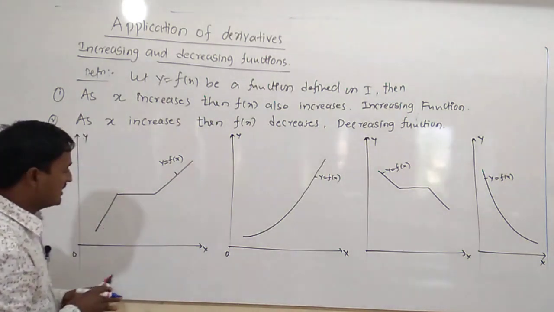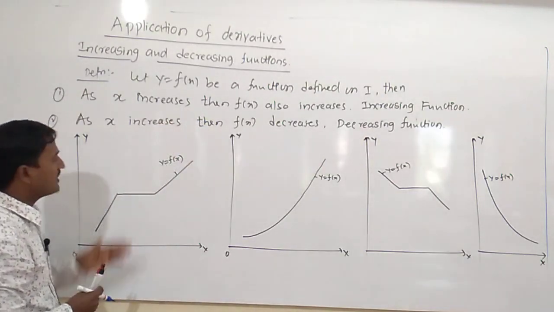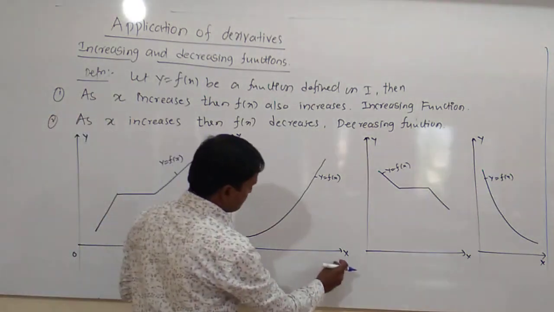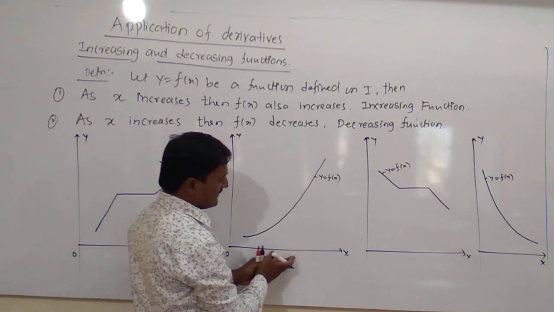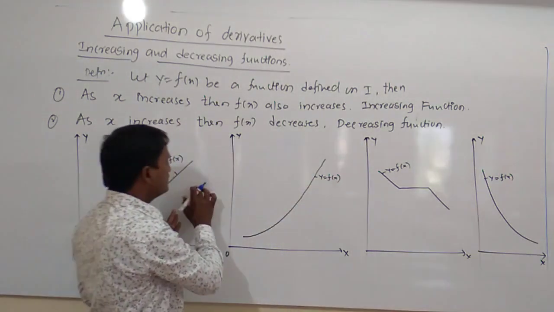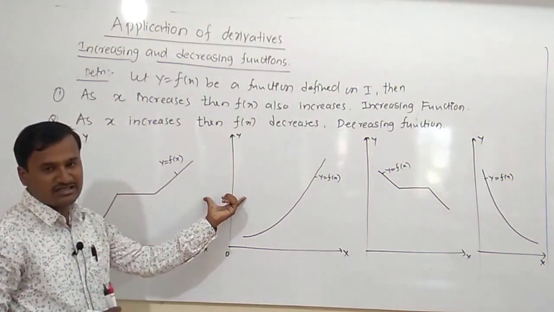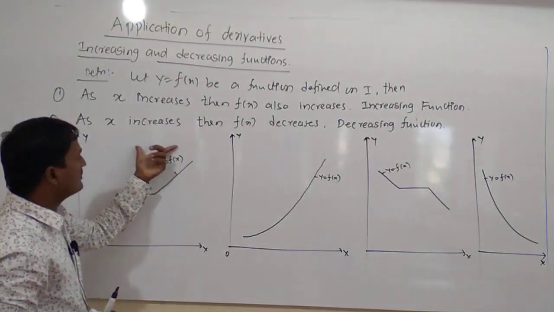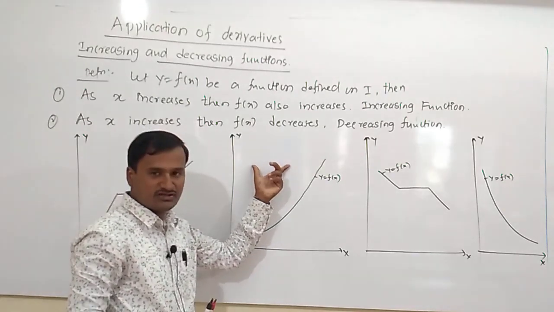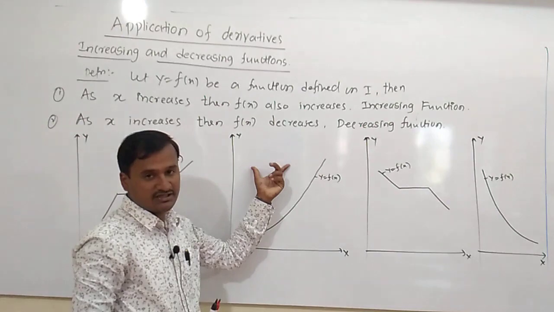So it means that as x increases, f of x also increases along the y-axis. Here also, these are the values of x. If you increase the value of x, then f of x also increases. Hence these two graphs are examples for increasing functions. And again here we will call this only an increasing function, and here we will call this function increasing, but we will say this is strictly increasing, okay.